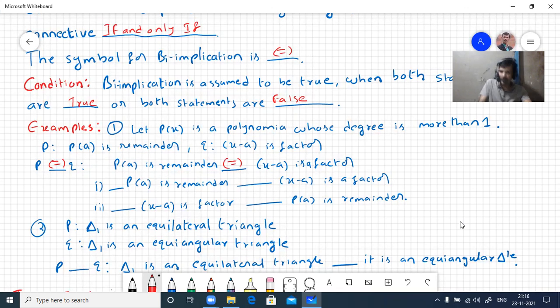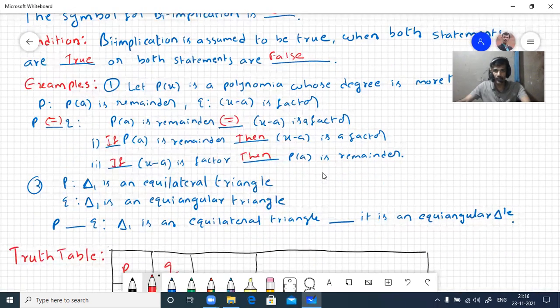If p(a) is the remainder, then x minus a is a factor, if and only if x minus a is a factor. Here two things are there. Bi-implies means it has to satisfy two conditions. If p(a) is the remainder, then x minus a is a factor. The other condition you have to prove is, if x minus a is a factor, then p(a) is the remainder. Instead of writing these two statements, we use the bi-implies symbol. That is how biimplication is useful.